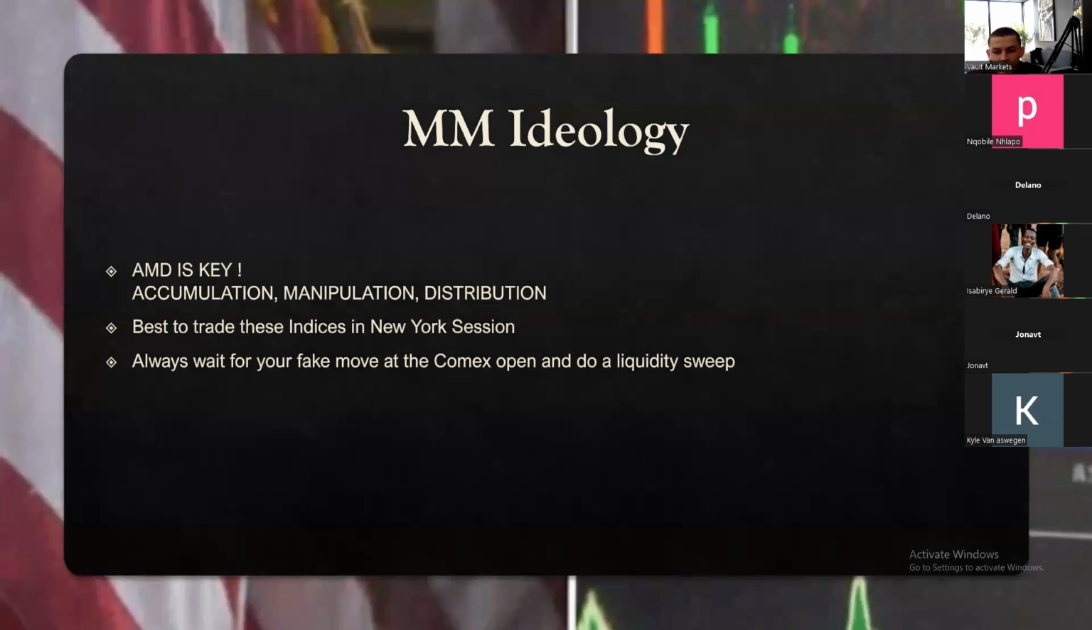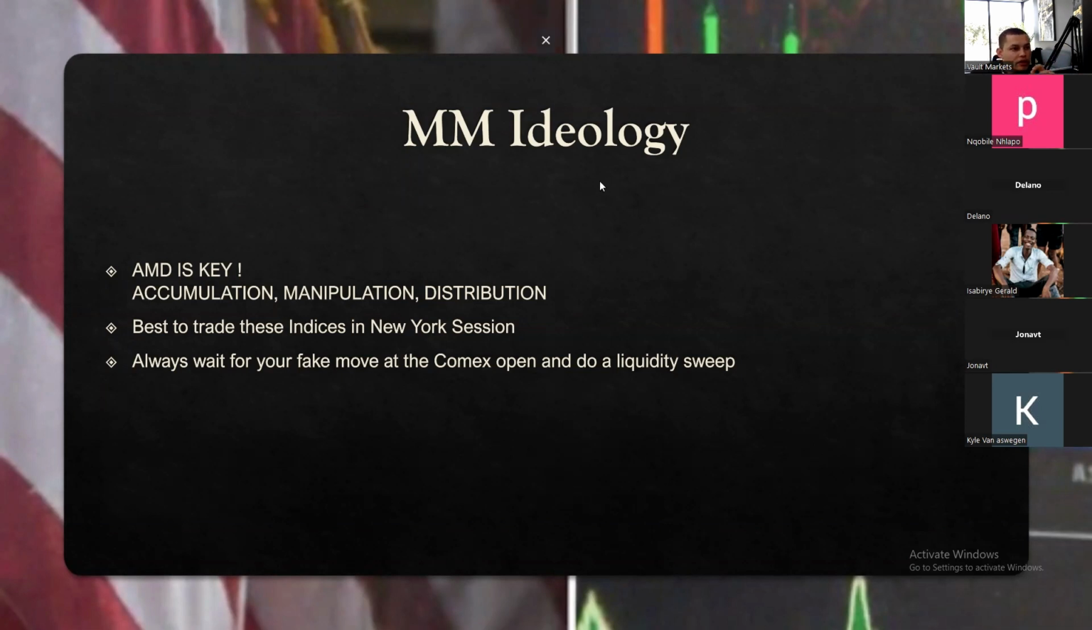So these markets become most volatile in the New York session. Yes, they move in Asia. Yes, they move in London, but it's not recommended that you trade in those times. Now, I have had trades where I enter in London, hold into New York, and I hit full TP. But this is why the importance of order flow and structure must still be considered. But mainly, as you guys have seen, most guys enter when New York basically opens. So it's always best to wait for your fake move at the COMEX open and the liquidity sweep.